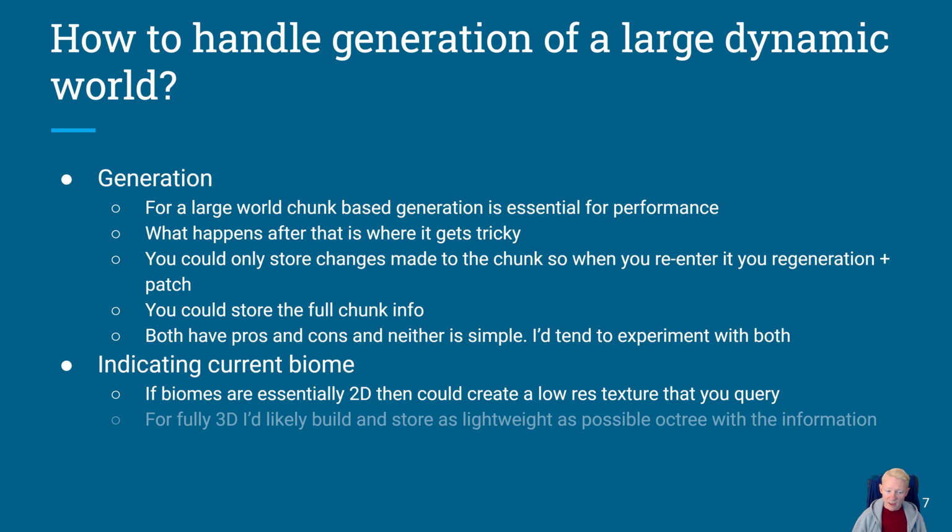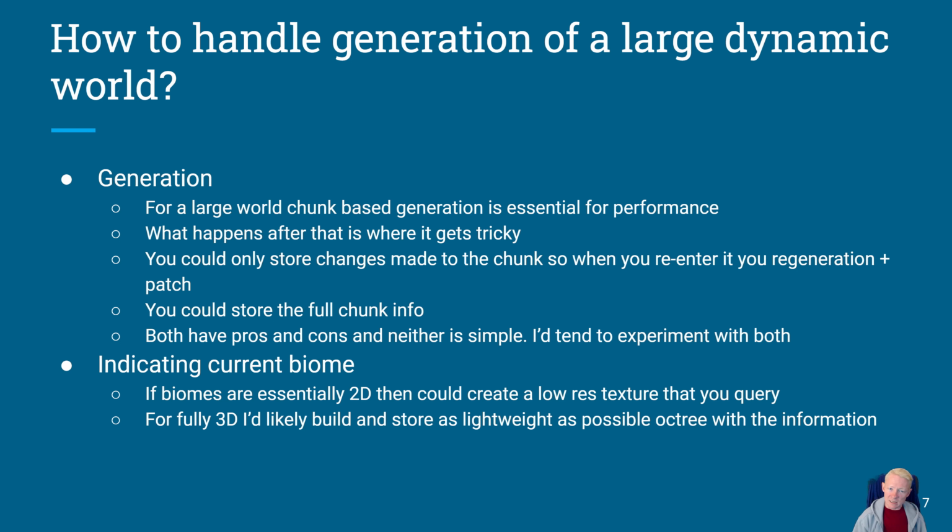Now, if you're doing that, then what I would probably end up looking at is storing this as a really, really lightweight octree. Having that stored per chunk, most likely, it's not going to need to store a lot, because even if you're using a single byte per node to represent a biome, that allows you to have 256 different biomes, which is a huge amount.